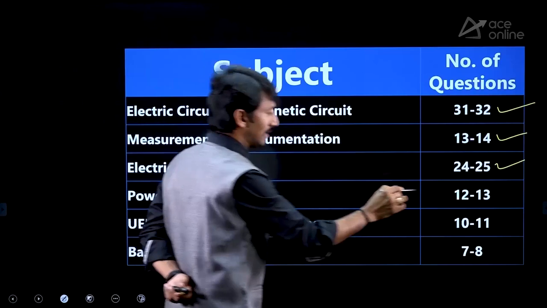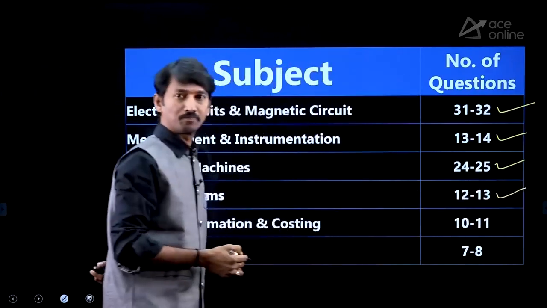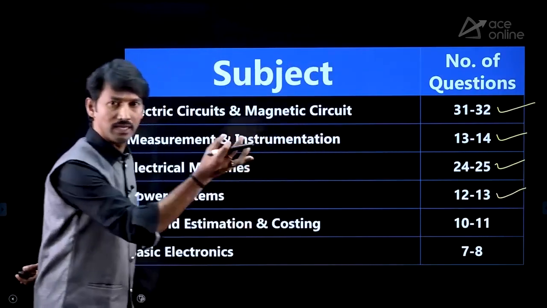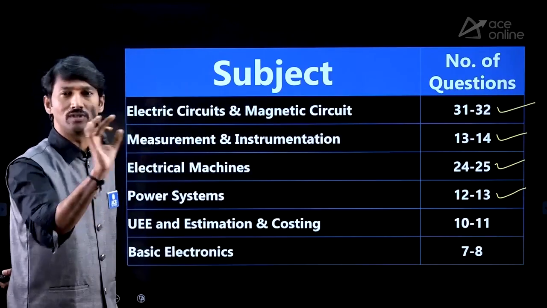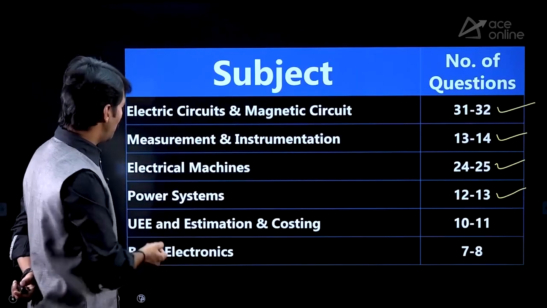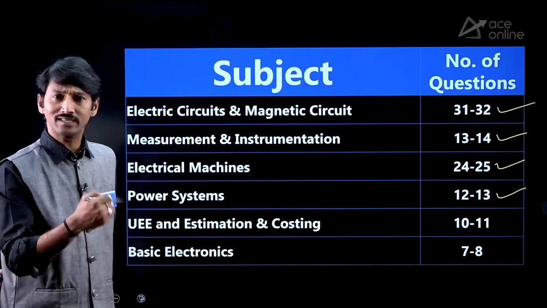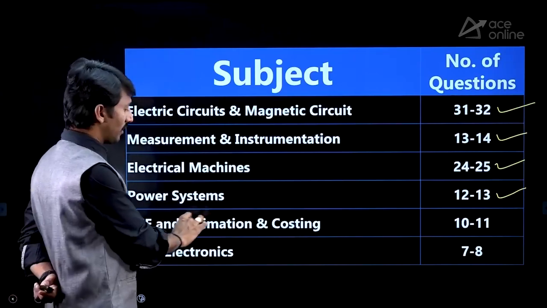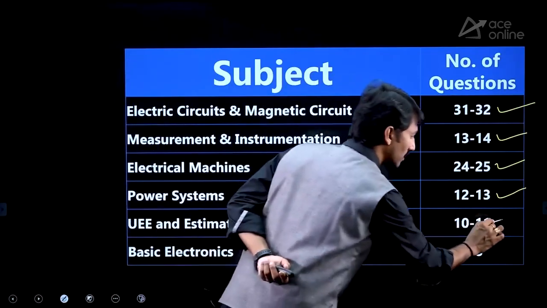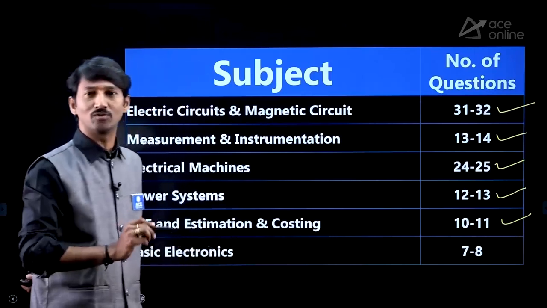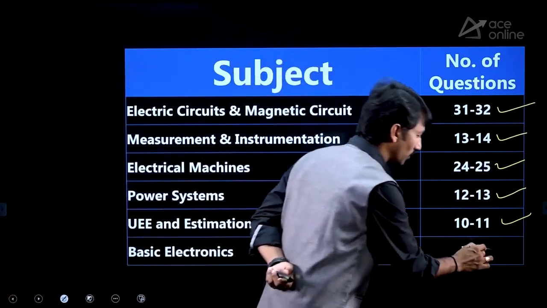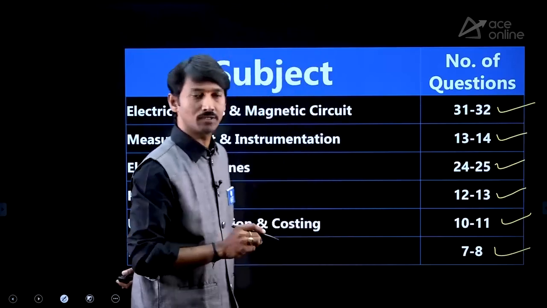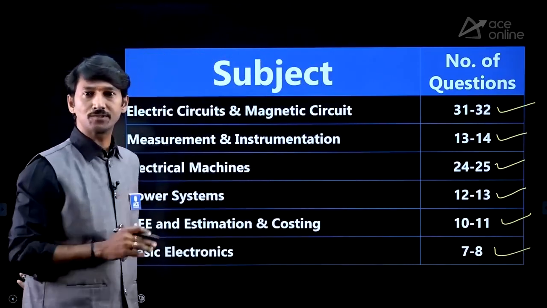Power systems, 12 to 13 questions. One or two marks here and there will vary, so this is just approximate. Then utilization of electrical energy and estimation and costing: approximately 10 to 12 questions. And finally, basic electronics, you are going to get 7 to 8 questions. So this is the weightage analysis.